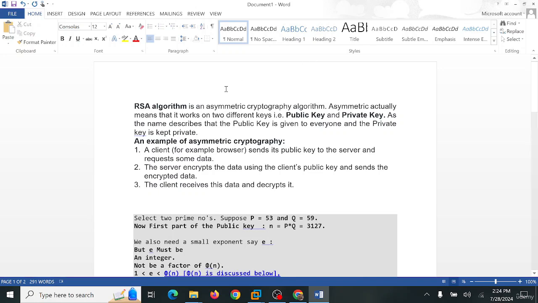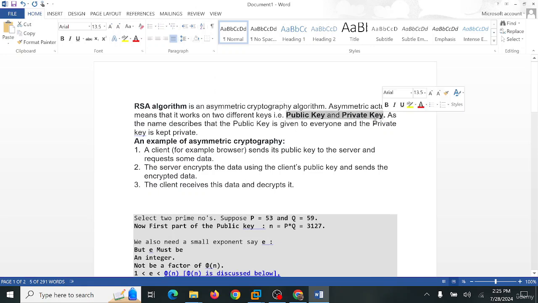So first of all, the RSA algorithm is an asymmetric cryptography algorithm. So what is asymmetric? There are two things: one is a symmetric algorithm and another is an asymmetric algorithm. Asymmetric actually means it works on two different keys, a public and a private key. So there are two keys in asymmetric and only a single key in symmetric.